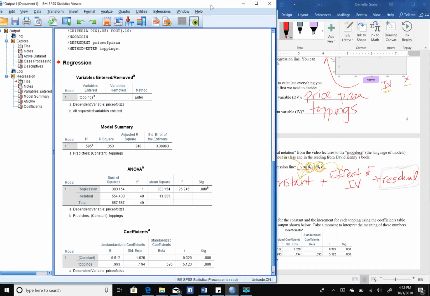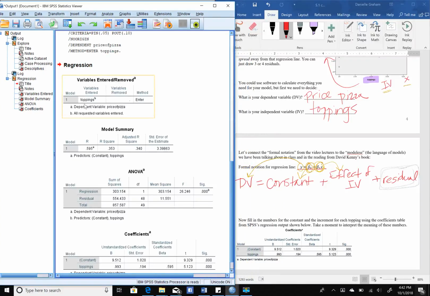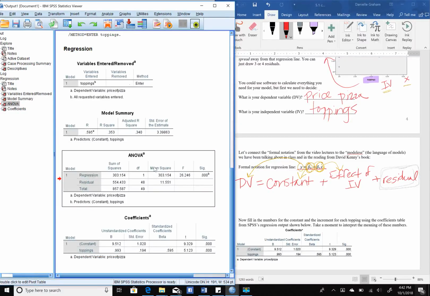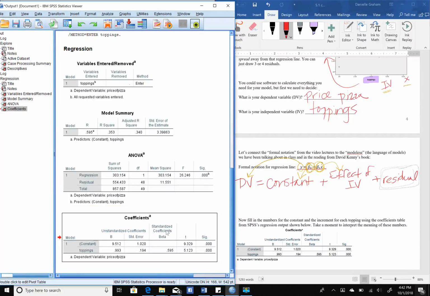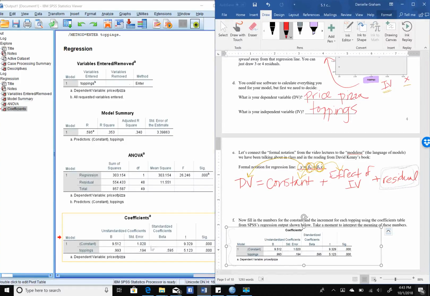You'll see that the regression analysis spits out a lot of information. We have the very first table, which just clarifies our dependent variable is price of pizza, check, and the variables entered in our model, toppings, independent variable, check. This model summary we're going to come back to. ANOVA, we're just going to skip this table entirely for now. And lastly, we have the coefficients table. We do need information from our coefficients table, which is why I provided it right here. You can see these numbers match exactly. All I did was copy and paste it in here.